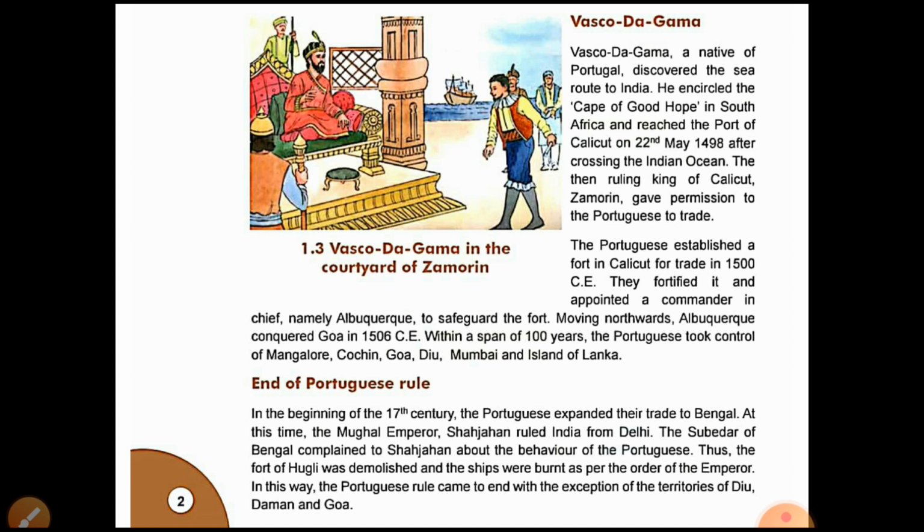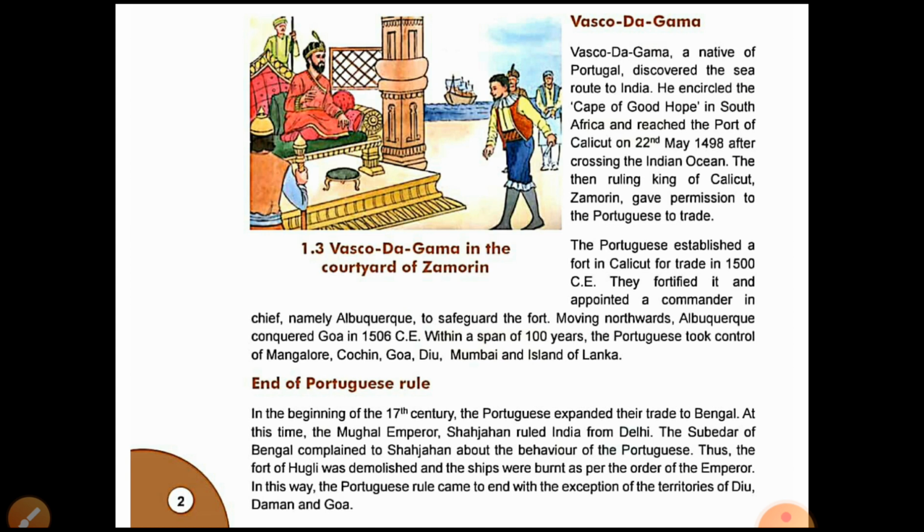Now the next topic is the end of Portuguese rule. Okay, so we will see how the rule of the Portuguese ended in India. In the beginning of the 17th century, the Portuguese expanded their trade to Bengal. So they moved towards the Bengal side. Expanded means they increased their rule over India towards the Bengal side.